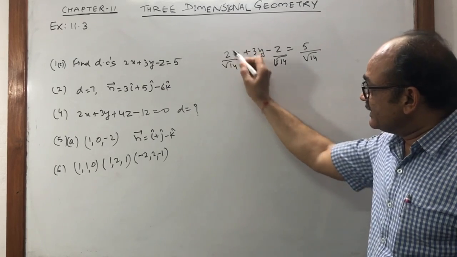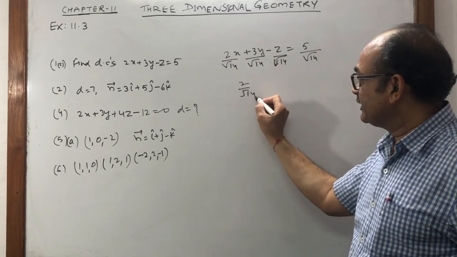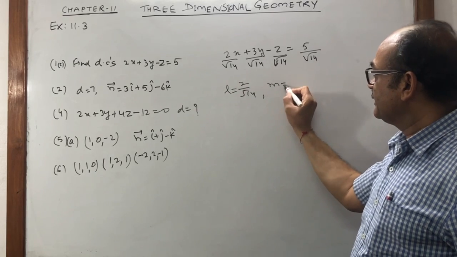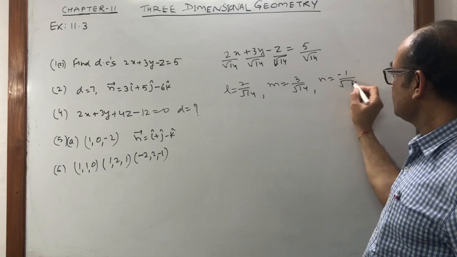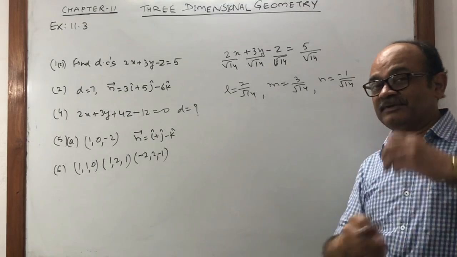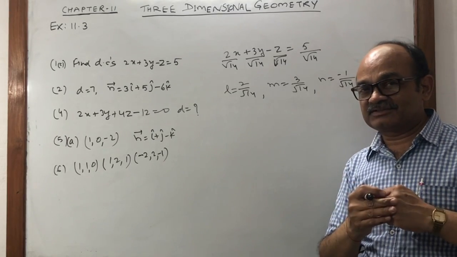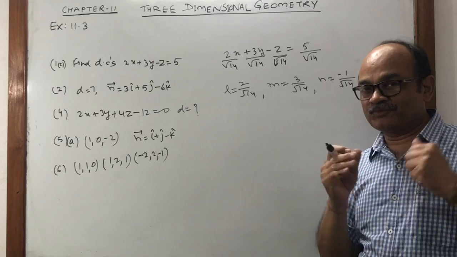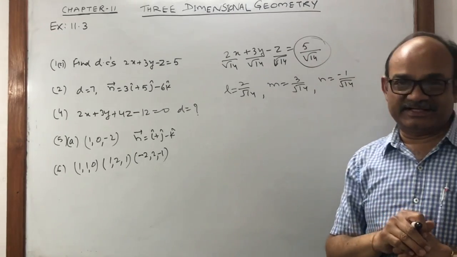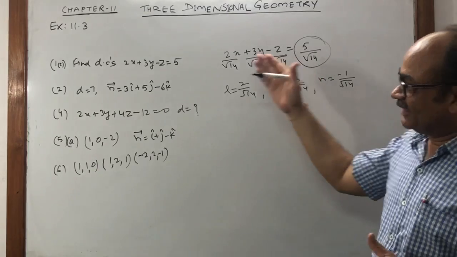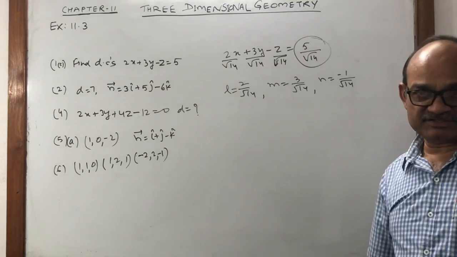So L is 2 by root 14, M is 3 by root 14 and N is minus 1 upon root 14. So tell me, what is the distance from origin? This is the D, correct? And the next question is a reverse question.